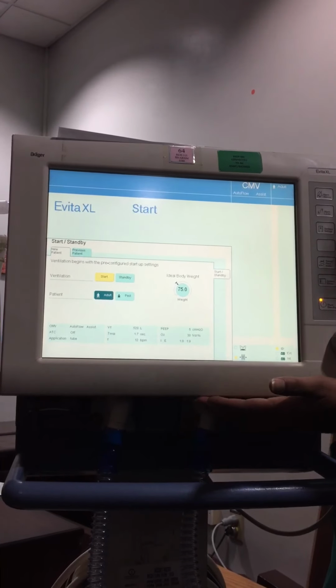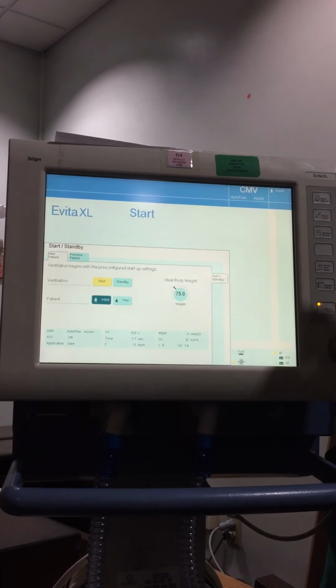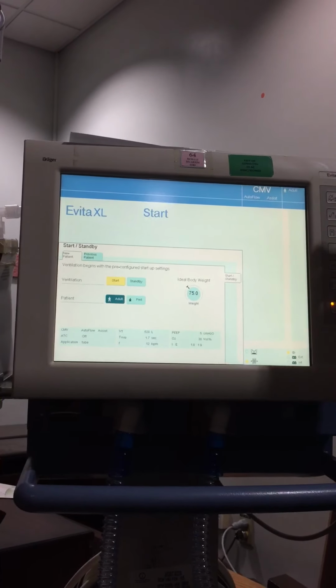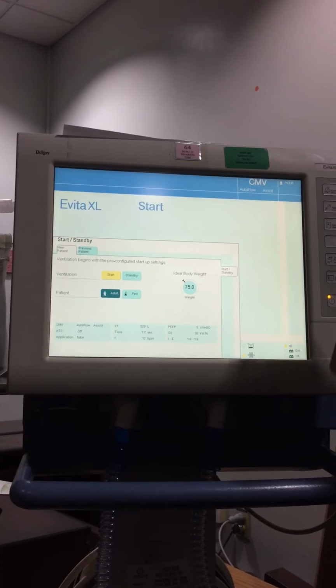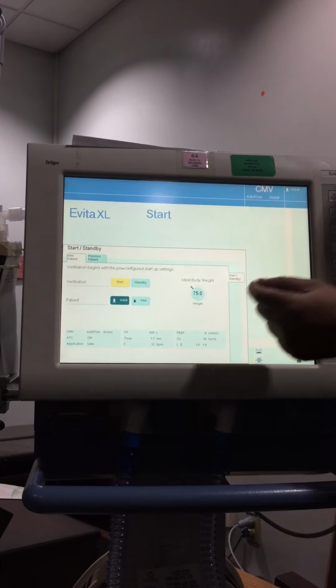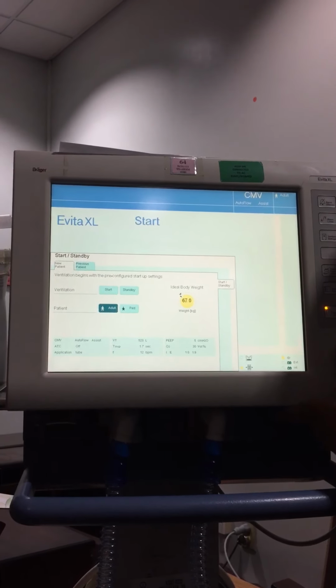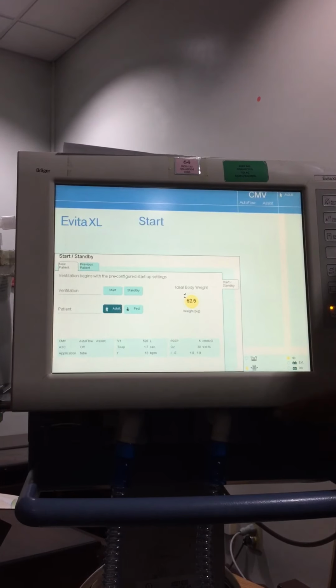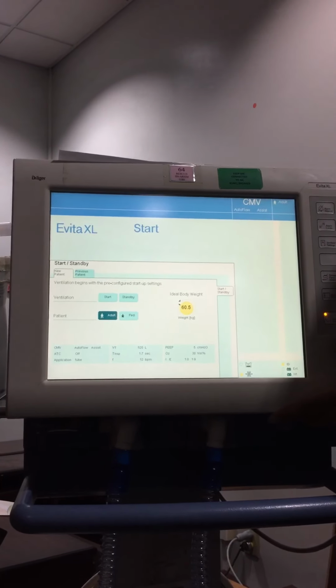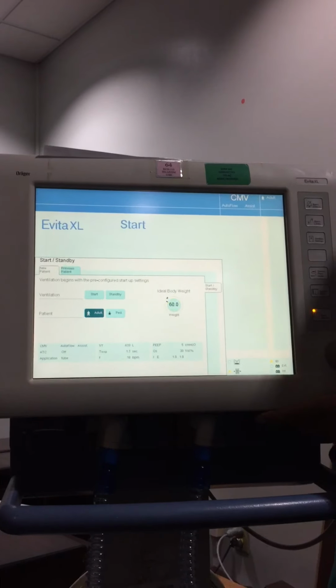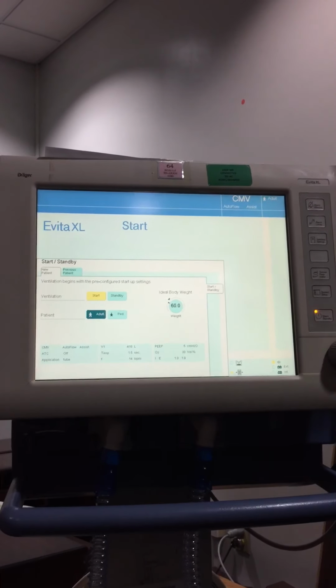So now modern ventilators have simplified that. We only need to know the kilogram of the patient and the ideal body weight. So here is the ideal body weight. If the patient's ideal body weight is 60, I'm setting 60. That's it.